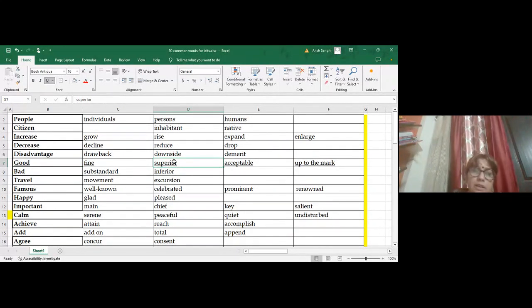Good quality furniture, fine quality furniture. That's a fine quality. When you talk of quality, you can use fine. When you are comparing two things, you can use superior. Acceptable is something which is good enough to be accepted, right?